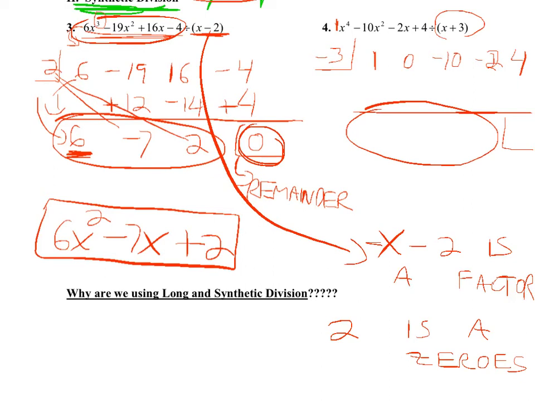All right, so why are we using long and synthetic division? Here it is again: zeros and factors, big thing. That's where we're going.